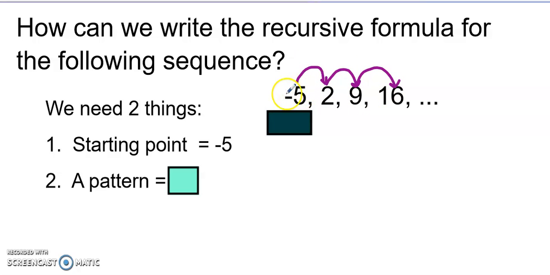So if I don't see the pattern from -5 to 2, maybe I see it from 2 to 9. Oh yeah, I know 2 plus 7 is 9. I know 9 plus 7 is 16. I know -5 plus 7 is 2. So that means when I'm looking for the pattern, I see the pattern is plus 7.